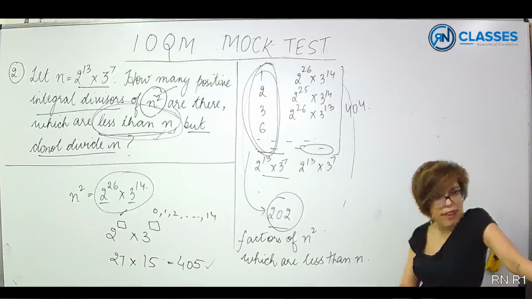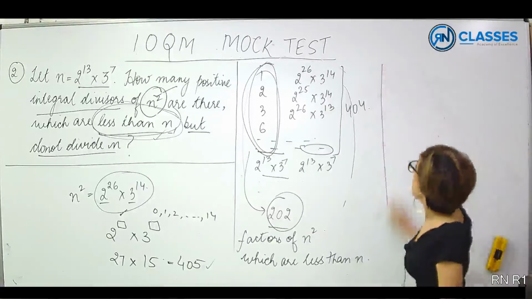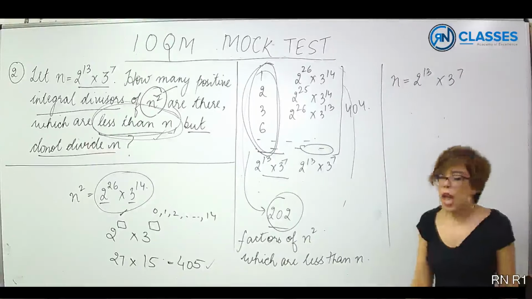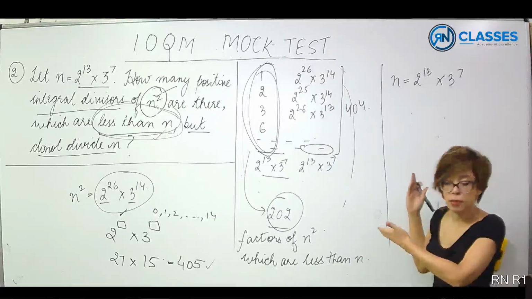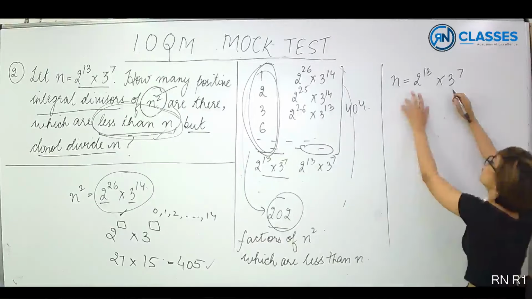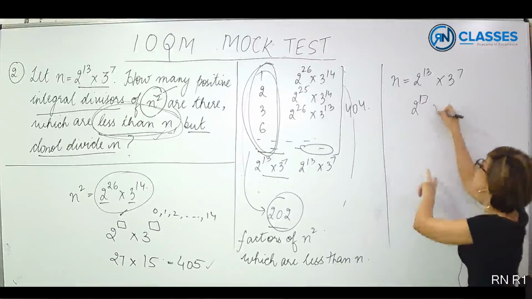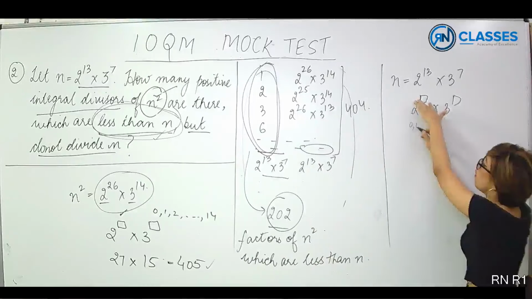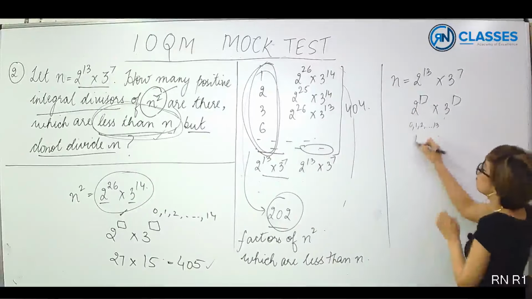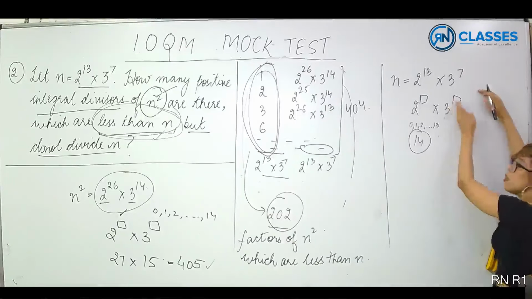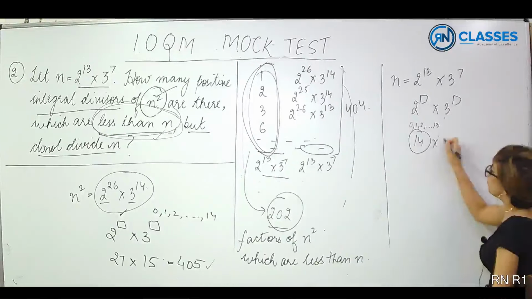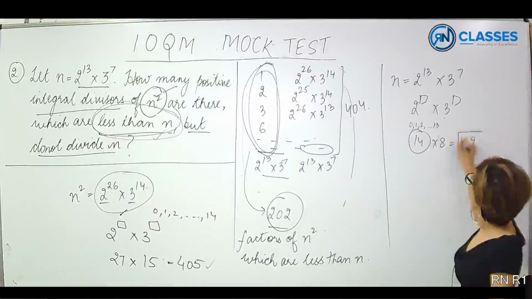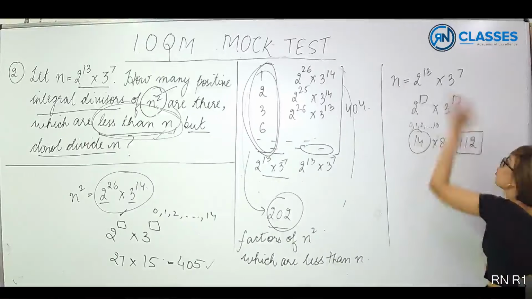Mind it, we can write the factors of n as well, right? Let me talk about n now. n is nothing but 2 raised to the power 13 into 3 raised to the power 7. I can have 2 raised to some power into 3 raised to some power in the factors. For the first I can fill in 0, 1, 2, and so on till 13, that means 14 ways. Similarly, I can put in 0, 1, 2, and so on till 7, that means 8 ways. And this is nothing but 112. We know that there are 112 factors of n.